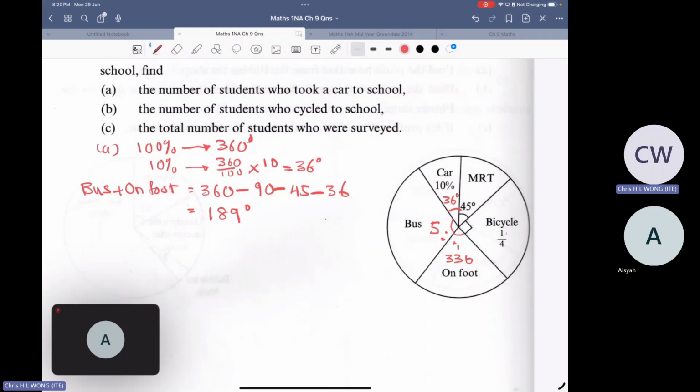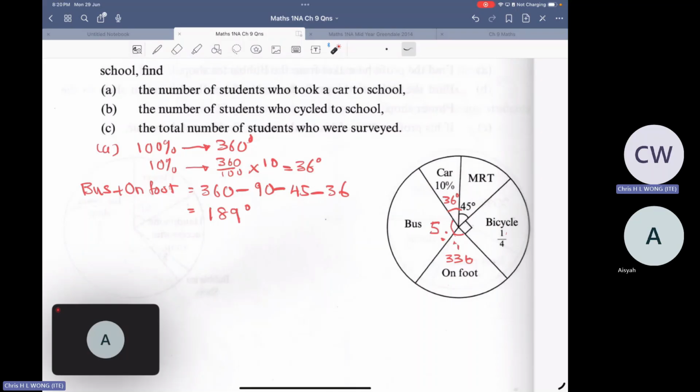What they want is the number of students who took a car to school. What I want is to find out how many degrees is on foot. I can relate this one and this one. But I need to find out how many degrees this is, because I already found 36 here. If I can find this degree, I can relate it to the degree here and find out how many took a car to school. So bus and on foot is 189 degrees.